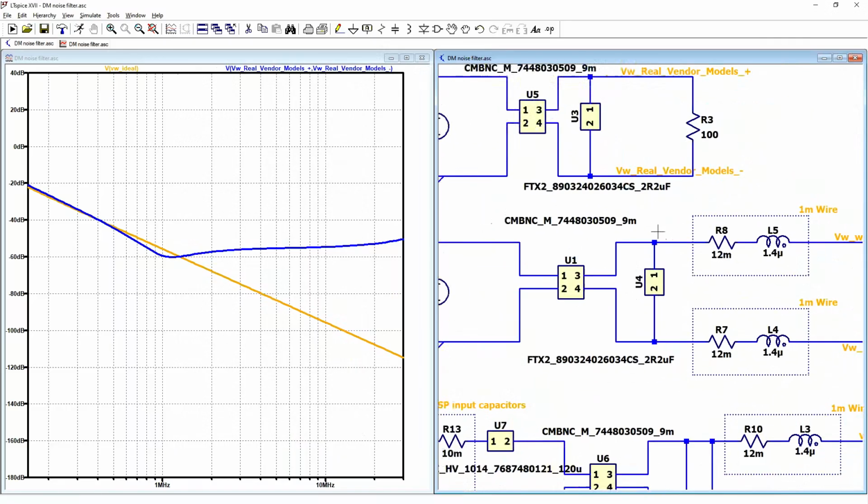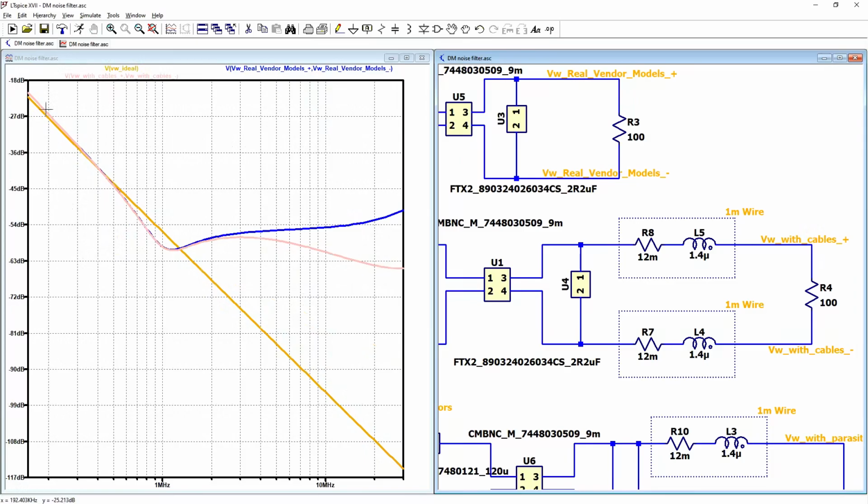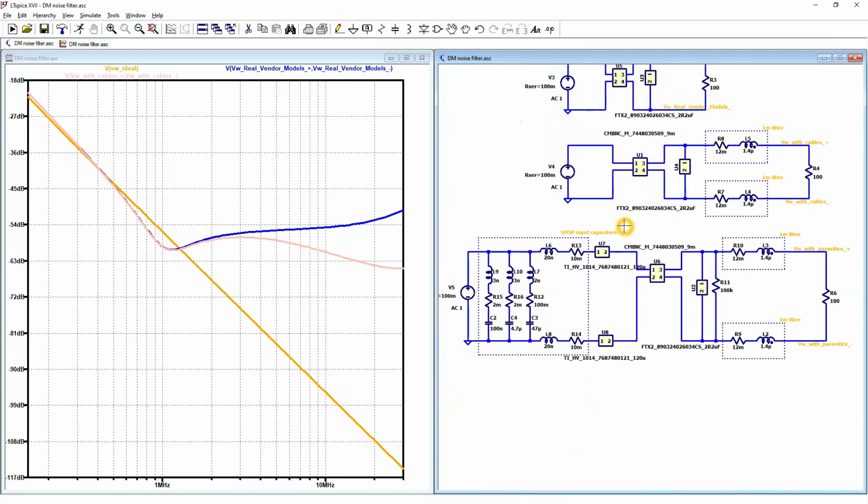So next, we let the cables influence our conducted differential mode. So we have slightly more attenuation for higher frequencies, but we need to think in the region from 150 kHz to 1 MHz especially. Next, if we include our input capacitors and wires, we can see different results.